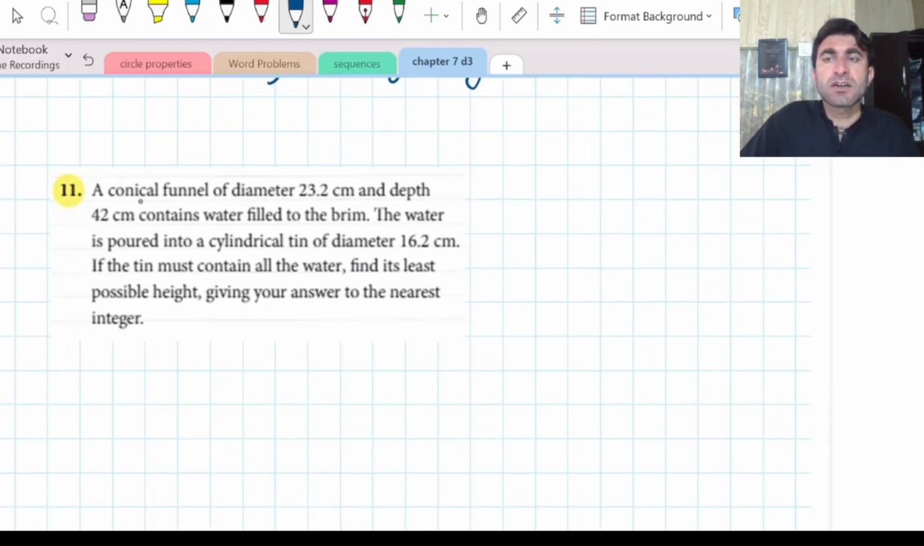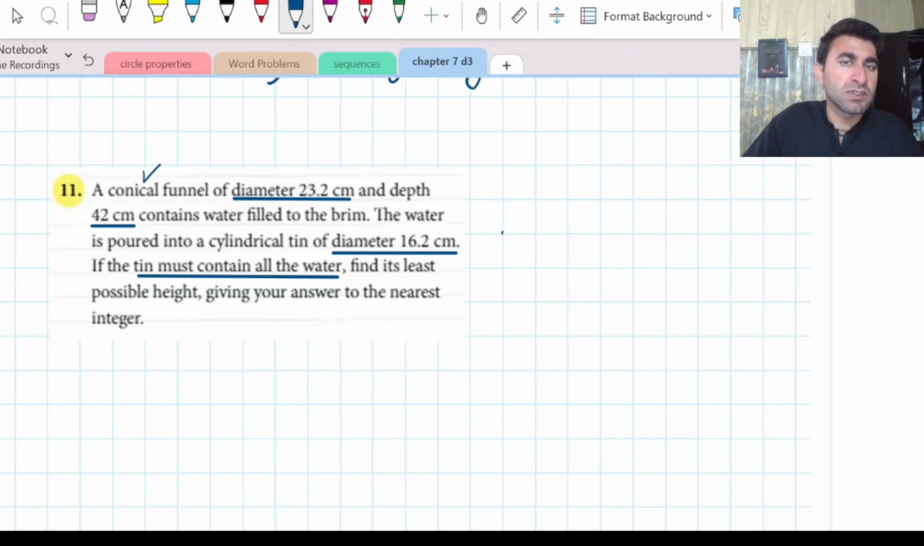It is stated that a conical funnel of diameter 23.2 centimeters and a depth of 42 centimeters contains water filled to the brim. The water is poured into a cylindrical tin of diameter 16.2 centimeters. If the tin must contain all the water, find its least possible height, giving your answer correct to the nearest integer.